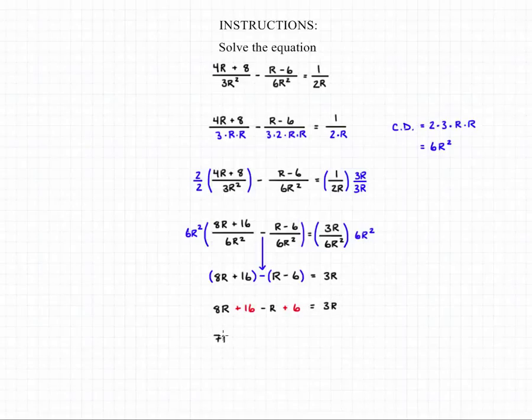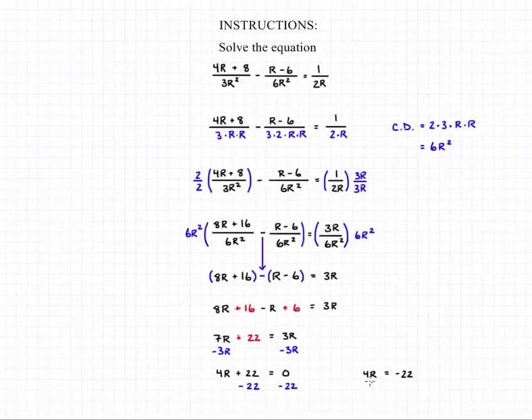We now have common terms on the left side. So 8r minus r is going to give us 7r, and 16 plus 6 is going to give us 22. That's all going to equal 3r. Now if we subtract 3r from both sides of the equation, we're going to have 4r plus 22 equals 0. We could subtract 22 from both sides of the equation, and that will give us 4r is equal to negative 22.